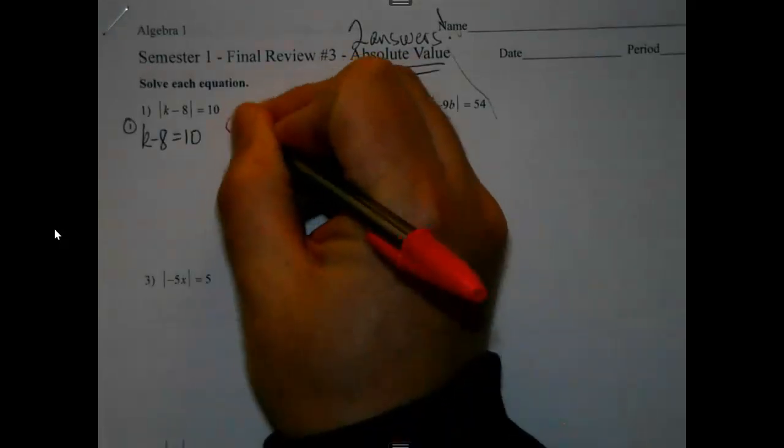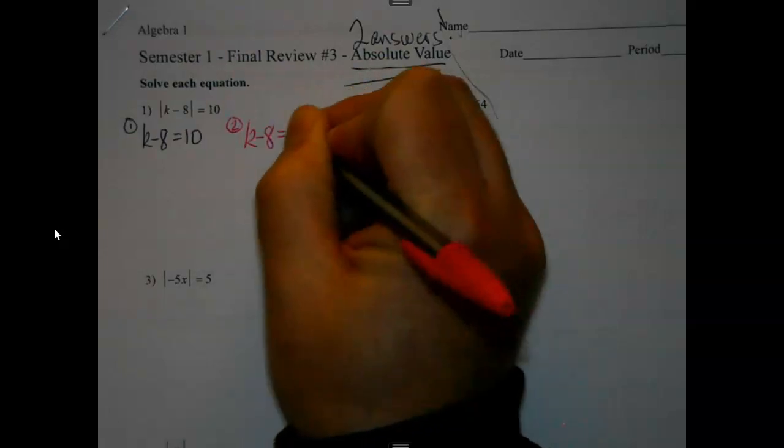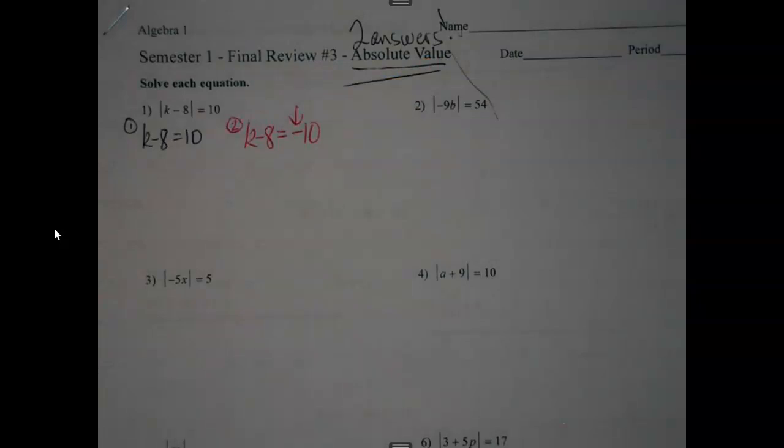But when I go to make my second equation, everything stays the same except the sign of my answer. That's going to get flipped over to a negative. Once I've got that set, you solve the two equations just like we did in review number 1 with any equation, and you're done.